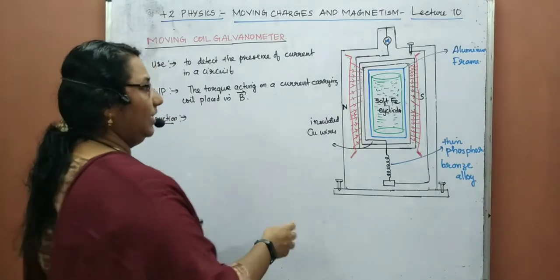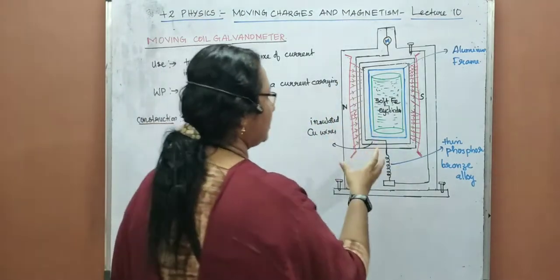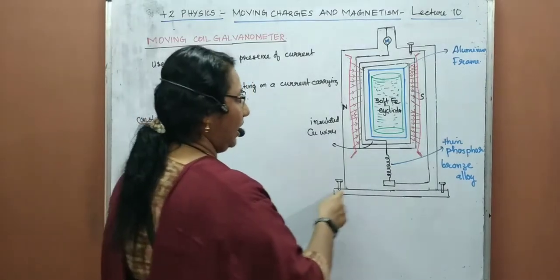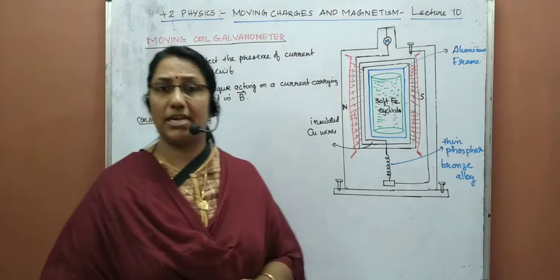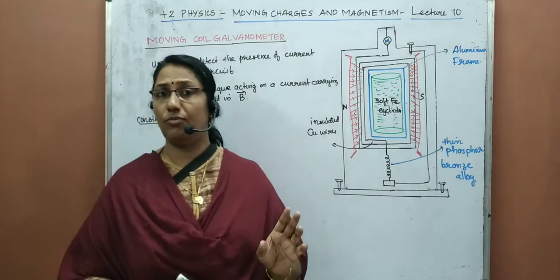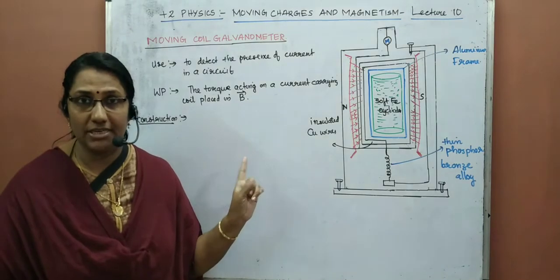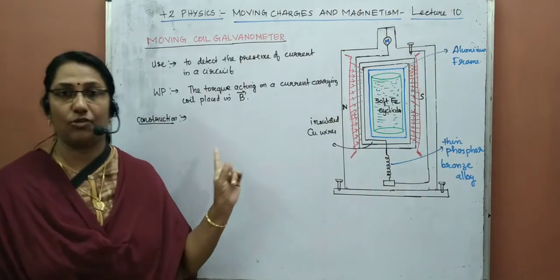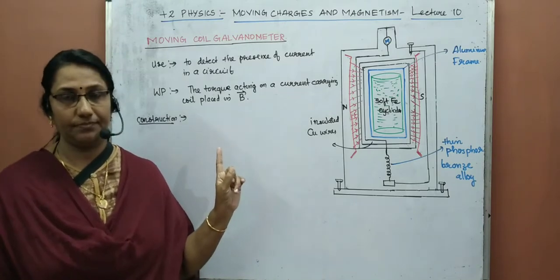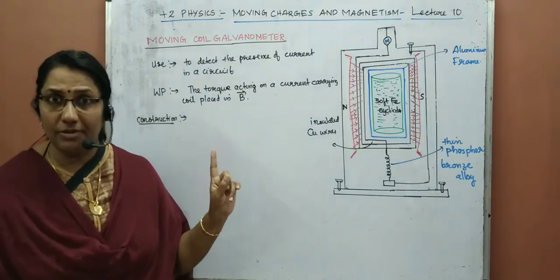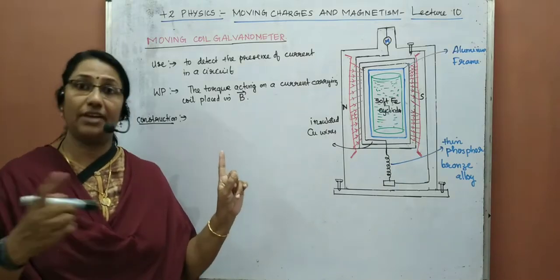And then all of the arrangement is taken in a wooden box with the front glass windows, leveling screws and everything. This is all important. So the construction mainly consists of, so what you have to write here? Construction. The moving coil galvanometer consists of an aluminum rectangular frame, inside which a soft iron cylinder is kept. Surrounding this aluminum frame, copper insulated wires are taken of several turns.